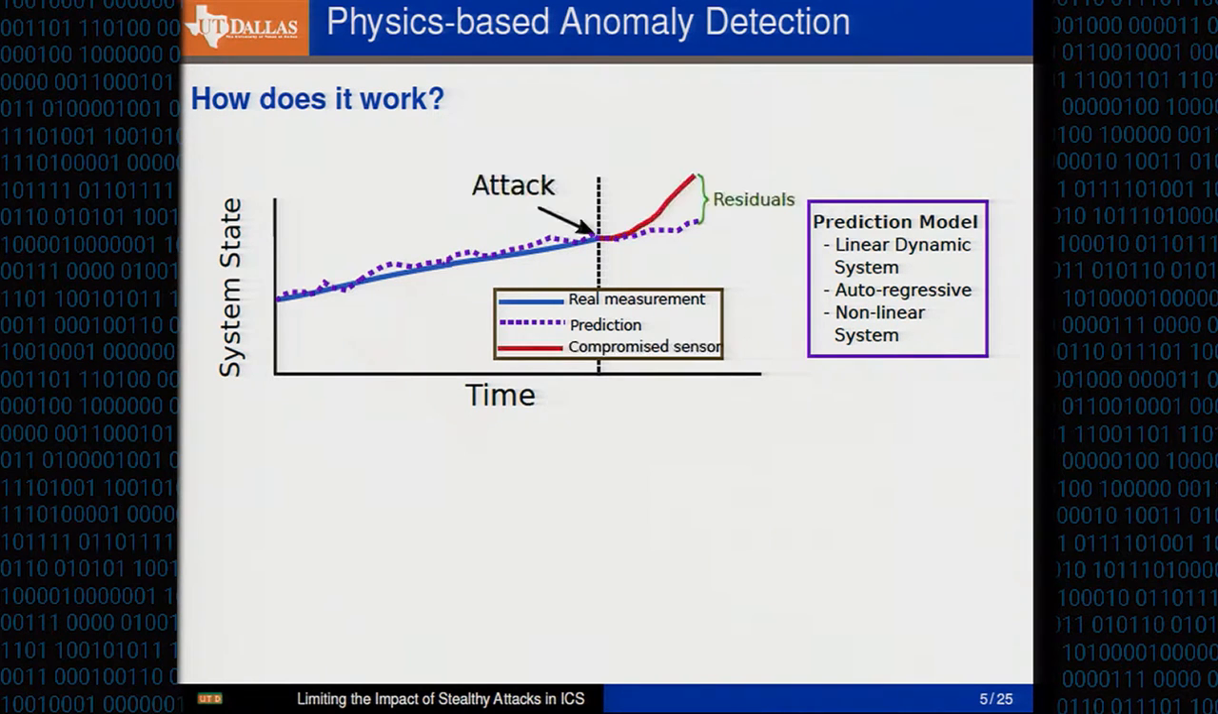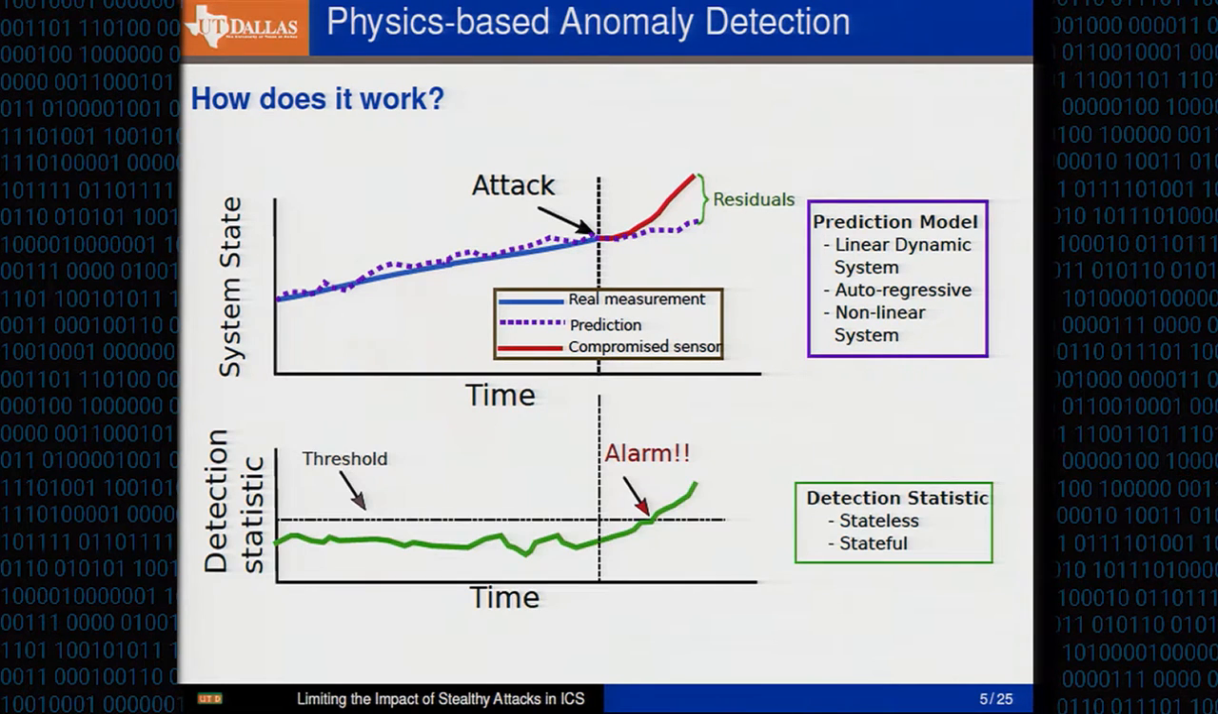However, when we have an attack, the sensor measures are not going to be close to the prediction. So we can take advantage of this difference to generate some residuals and then design some detection statistics that allow me to know whether or not there is an attack. For example, in this case, we can see that when there is not an attack, the detection statistic is always below a threshold. But when the attack is launched, the detection statistics start increasing until it launches an alarm.